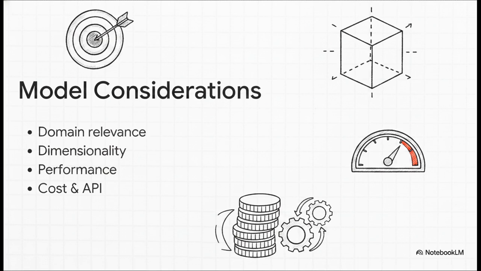First up is domain relevance. Does the model actually capture the specific semantics of your industry? Second, dimensionality versus costs, which we'll break down in just a second. Third, dataset performance. How well does it retrieve quality results for your specific data? And fourth, the logistics. You literally have to look at the model's size, its API availability, latency, cost implications, and licensing to make sure it tightly aligns with your infrastructure constraints.